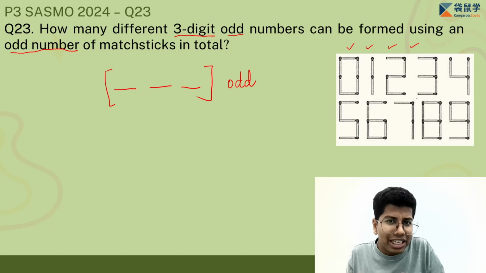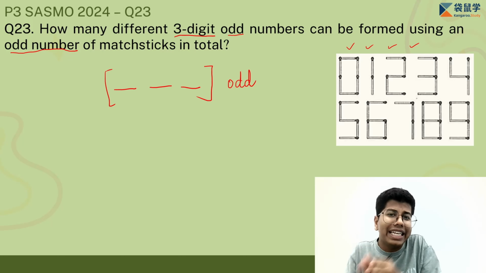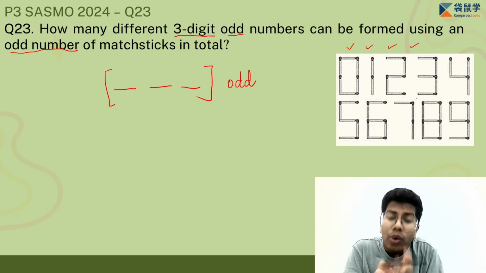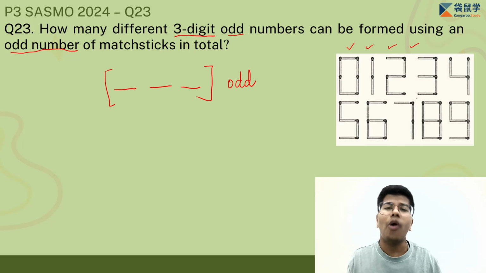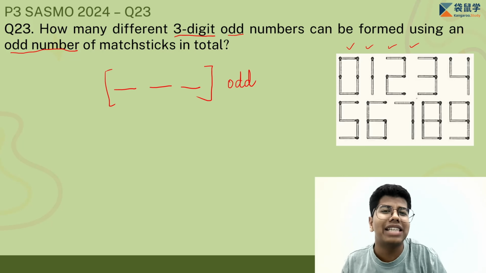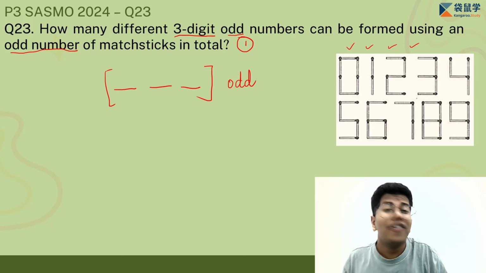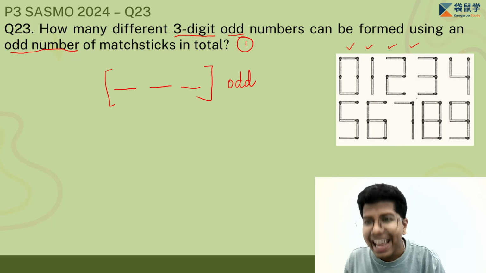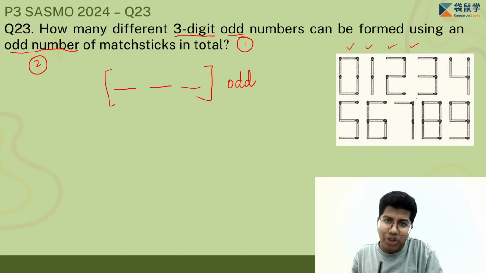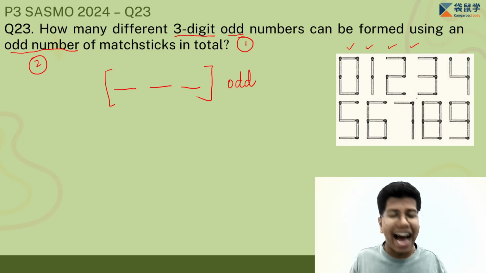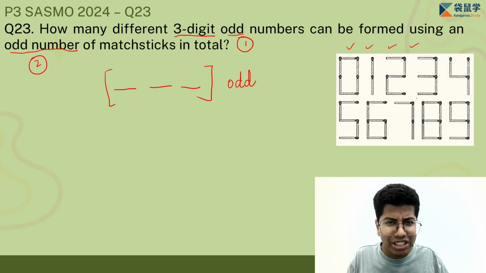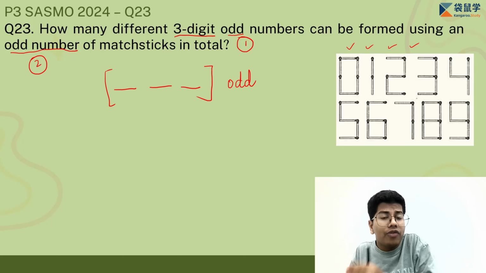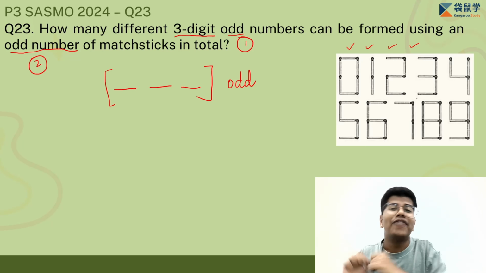So here what the question is asking is, first we have to form 3-digit odd numbers. And then we have to also check the total number of matchsticks should be odd also. So actually the question is asking us two parts. First, we have to find out how many 3-digit odd numbers there are, and secondly it's asking us to make sure the total number of matchsticks is odd. So to understand this question, first we need to understand how we can find out the number of odd numbers that we can get from the digits.